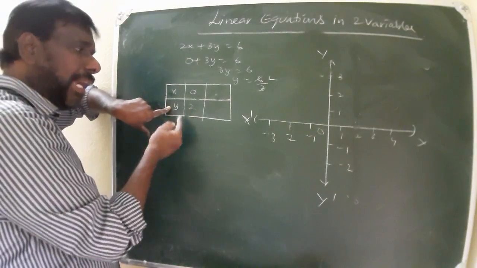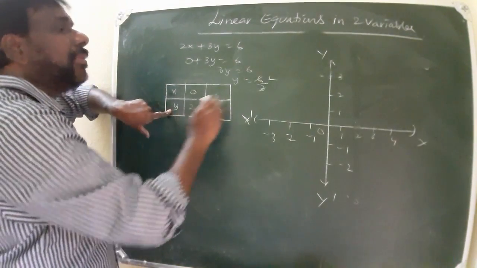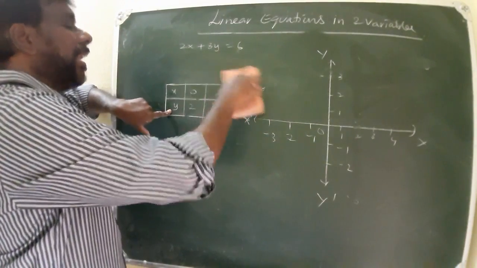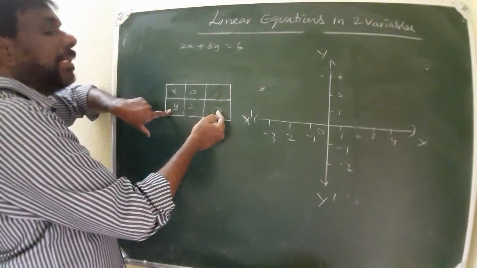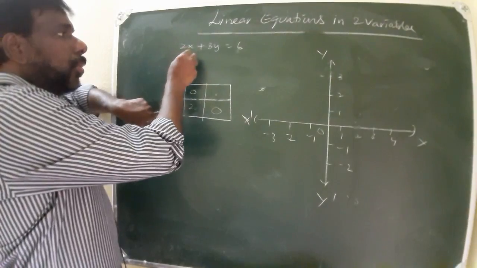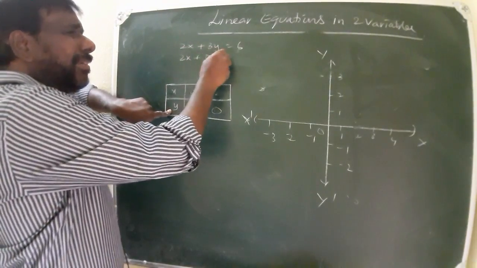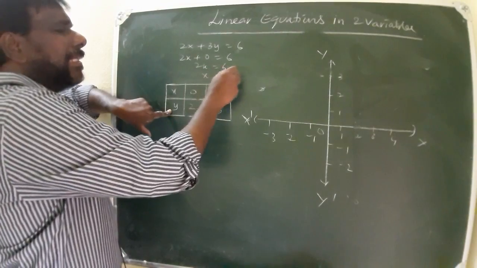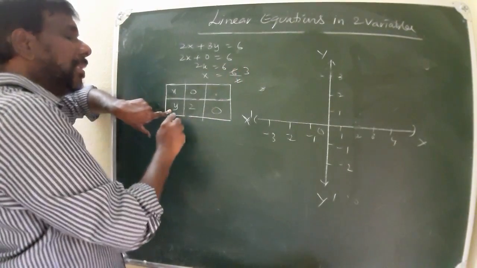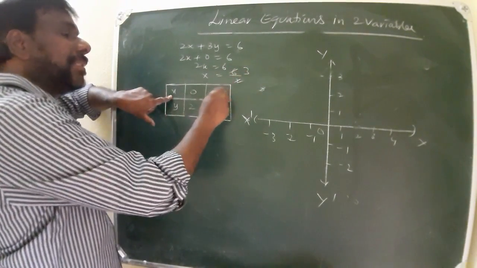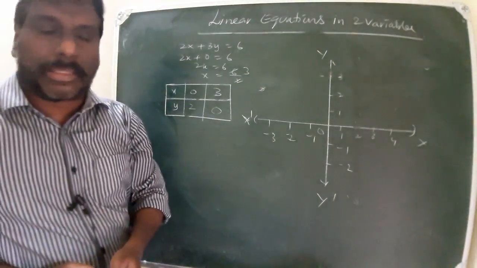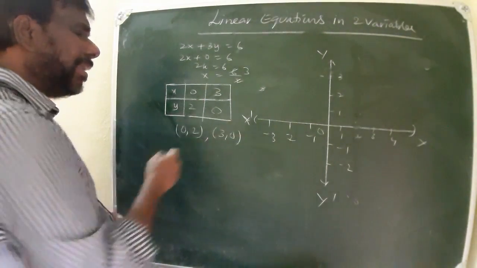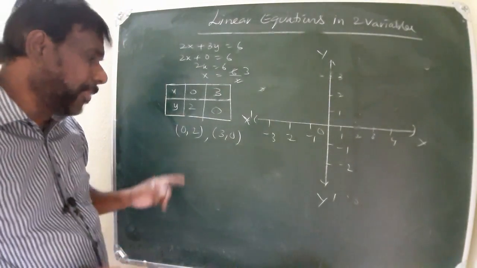Here we have already taken x equal to 0. Now you take y equal to 0. What is the value of x? Now take this 0 in the place of y. 2x plus 3 into 0, which is 0, equal to 6. 2x equal to 6. x equal to 6 by 2. So when y equal to 0, x becomes 3. Now you got the ordered pairs. What ordered pairs are we getting? 0, 2 and 3, 0.